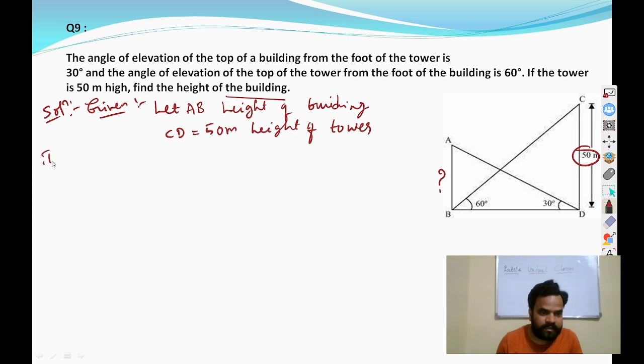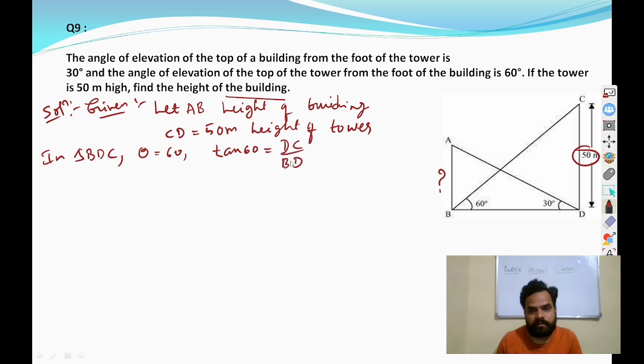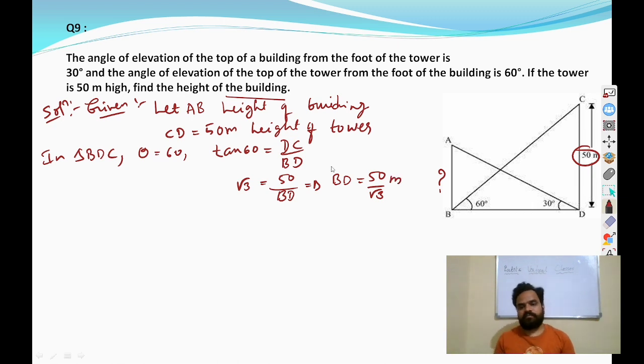I will take one triangle, triangle BDC. In triangle BDC, where theta equals 60 degrees, tan 60 degrees equals opposite by base, that is DC by BD. Tan 60 value is root 3. DC is 50, divided by BD. So BD equals how much? 50 by root 3 meters. So I am going to keep this BD as 50 by root 3.